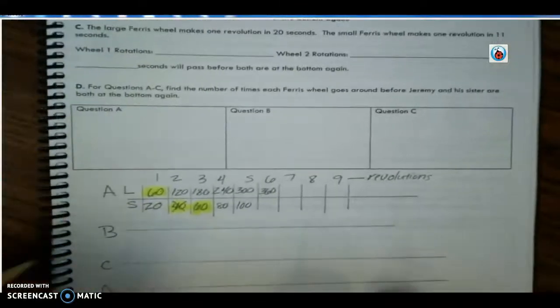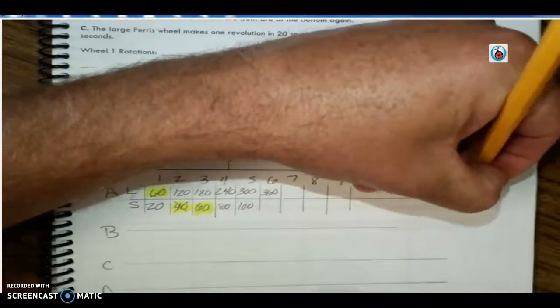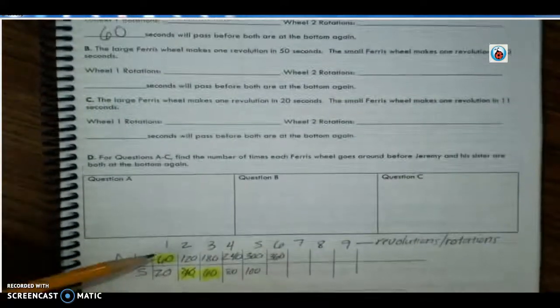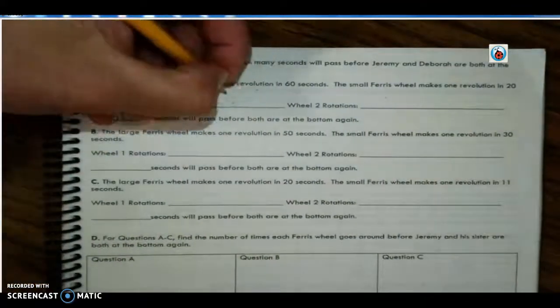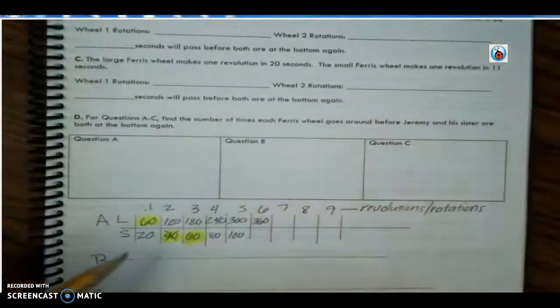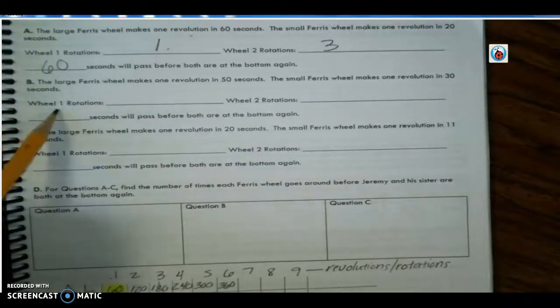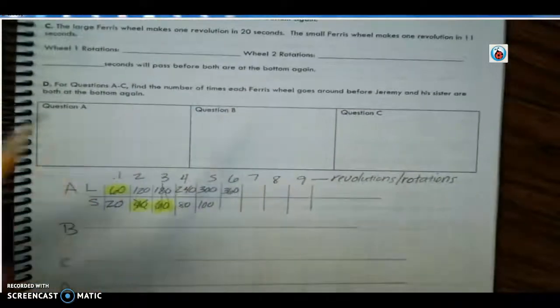The other thing that they're asking you is how many revolutions or rotations, they changed their vocabulary on us, does it take? So it's how many rotations now. So when I look here, for the large Ferris wheel, it's 1 rotation. So I'm going to write that in here, 1. And for the small Ferris wheel, it's 1, 2, 3. So it's 3 rotations. Okay? So the large one is going to be the first one, and the small one is going to be the second one. And I would tell you to set these up the same way.